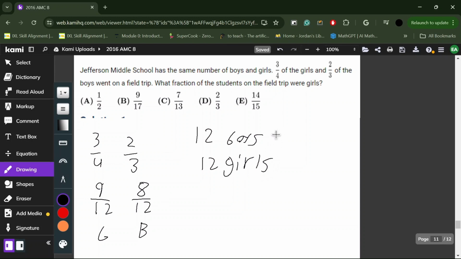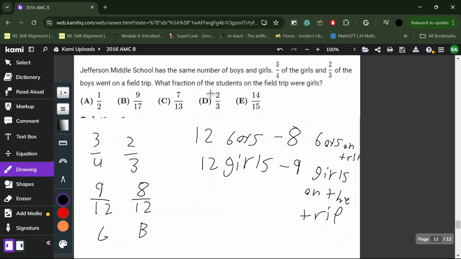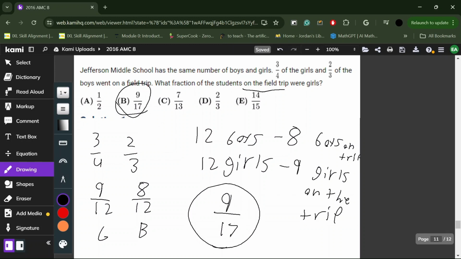Well, that means that 8 boys on the trip, and that means that there were 9 girls on the trip. So what fraction of the students on the field trip? Not in total. We would actually add both of these up. So we can make a fraction out of this. The total amount of people is 17, and the amount of girls is 9. So therefore we get 9 out of 17, which is going to be letter B.